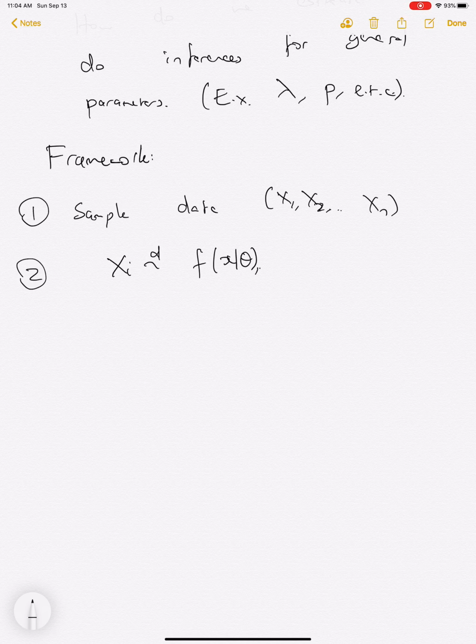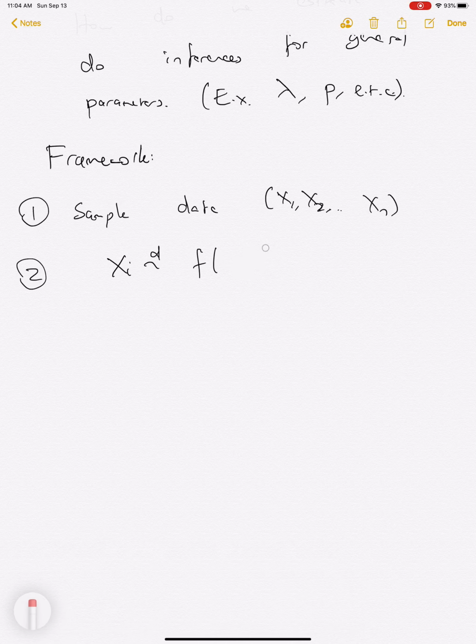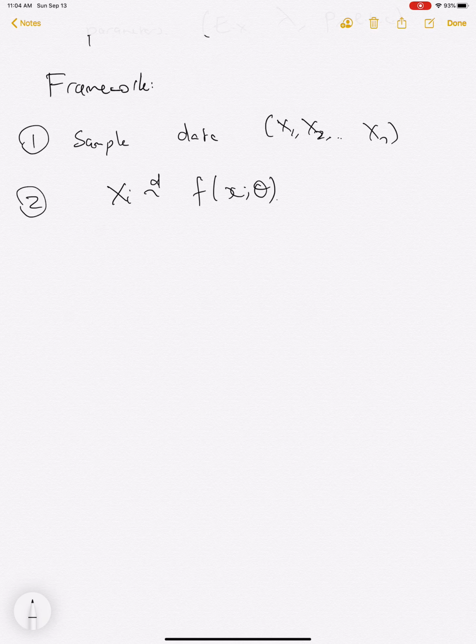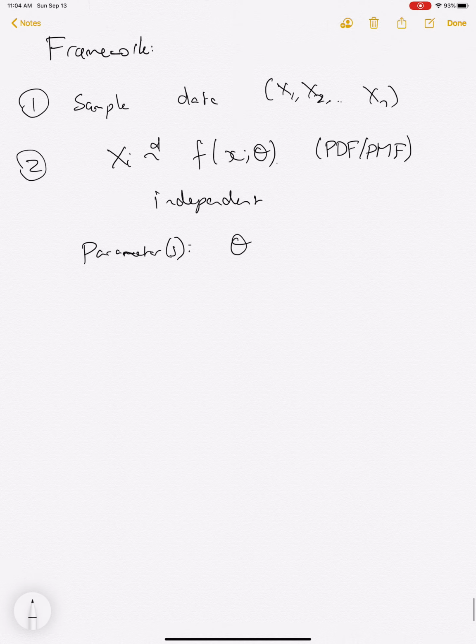So here, I'm using this notation. Maybe this is better. Let me just use this notation. Okay, so remember, this could be a PDF or a PMF or any other way to characterize the distribution. We're going to typically assume that these are independent samples as well. And then the parameter or parameters of interest are theta. So they're the kind of parameters that we're trying to estimate.